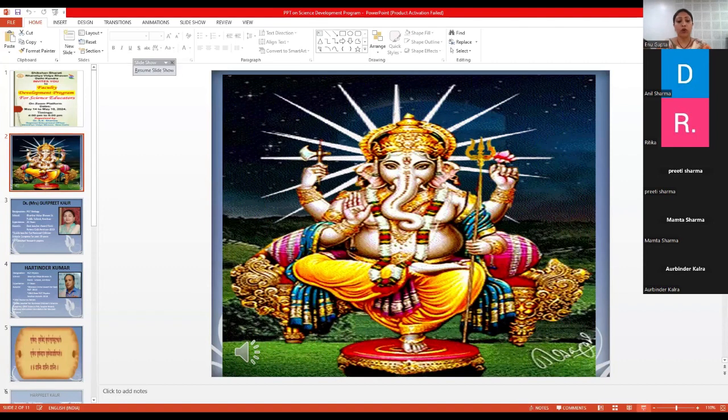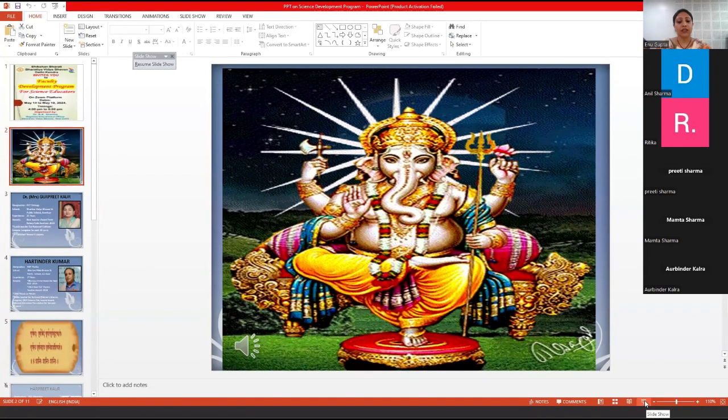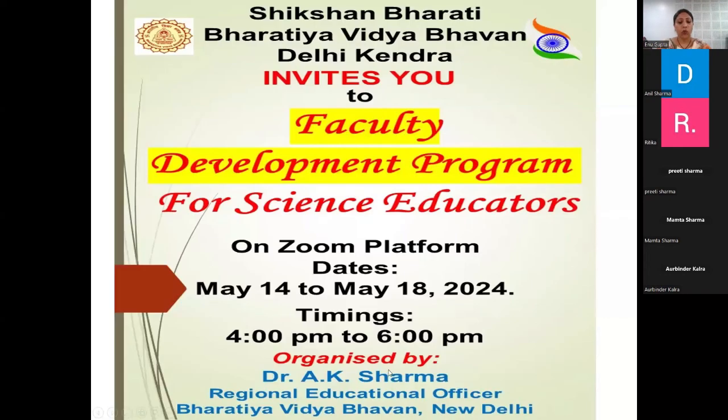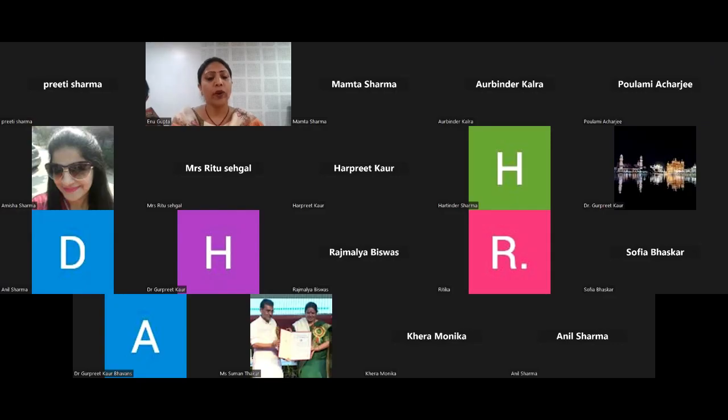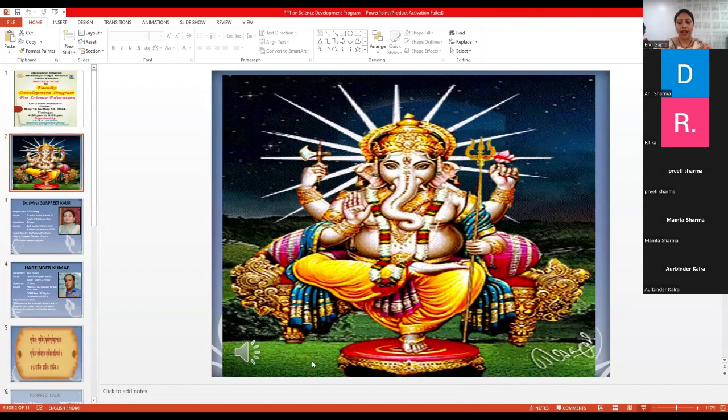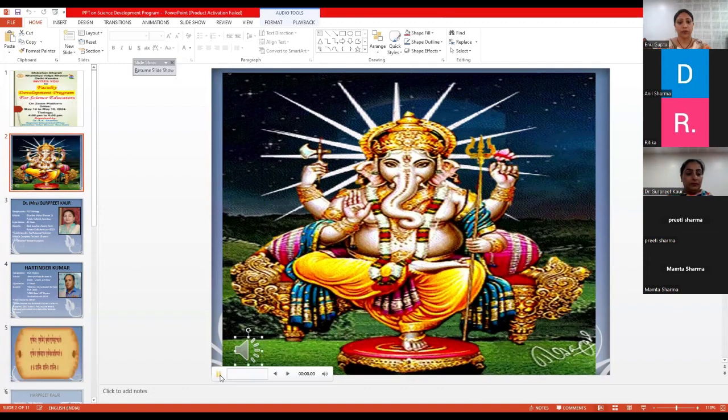So without any more delays, let's start today's session with the blessings of Lord Ganesha, who is widely revered as the remover of obstacles and thought to bring good luck, the patron of arts and sciences, and the Deva of intellect and wisdom.